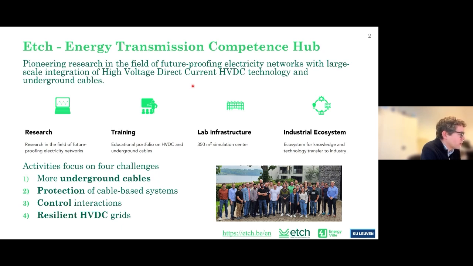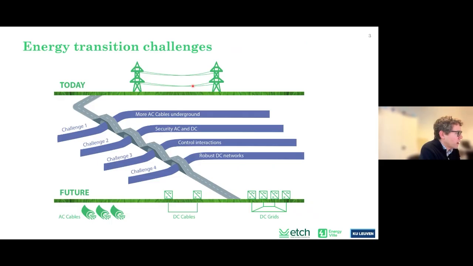We're focusing on 4 key activities, 4 challenges: to enable more undergrounding in the system, to ensure adequate protection of such a future power system, to mitigate and deal with control interactions coming from the converters, and to set up resilient HVDC grids. So here you have the 4 different challenges outlined, and today we will talk mainly about the 3rd challenge, which is control interactions, and that's also the research that I'm conducting with the team.